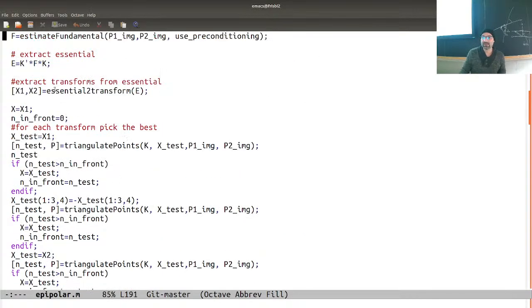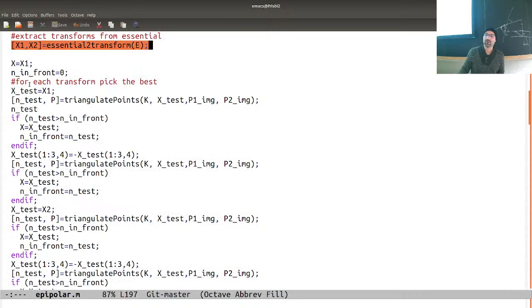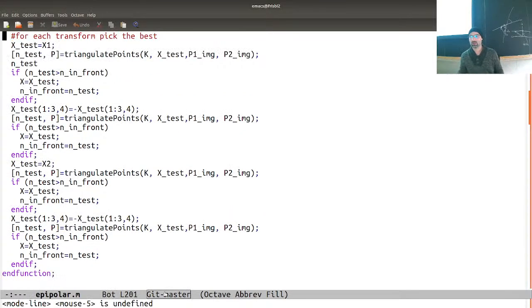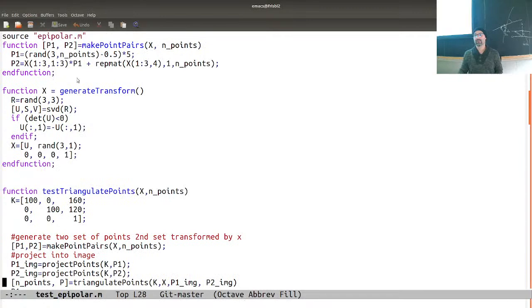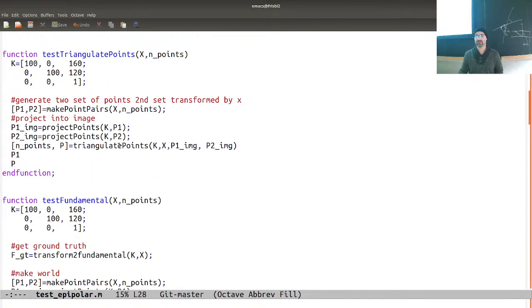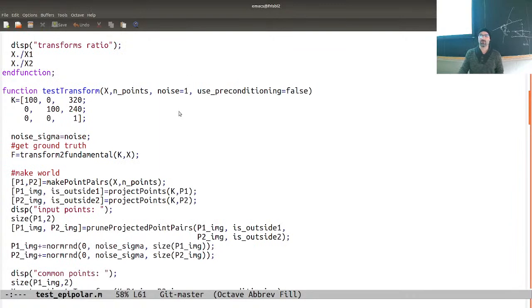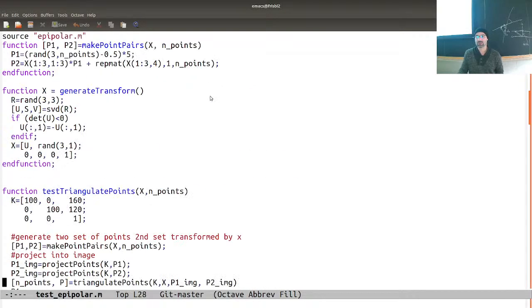At the end, we have this E matrix, and we have to extract the rotation and the translation. We estimate the rotation and the translation, and then we try the 4 solutions, and we try to triangulate all the points. At a certain point, we will find that one of the 4 solutions will have the most points in front of the camera. Okay? Clear? And that's basically it. Now, if you want to test it, there is a program called test epipolar, which tests triangulate points and test fundamentals. I invite you to have a look at it because it's not much to be done. Let's do it.